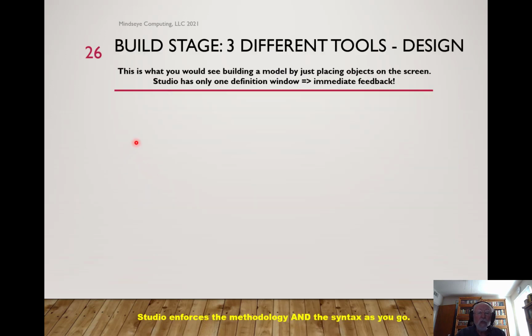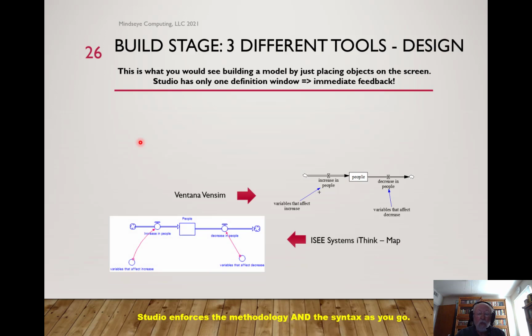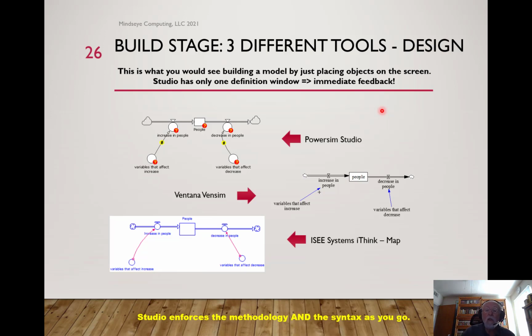Okay, if you start building a model in Studio, in Vensim, and put objects on the screen, this is what you'll see. That's typically what you would see in I think. This is what you see in Studio. Something is going on. Why is Studio giving me all these messages? That's just the way it works. That's why I call this feedback rich. It lets you know how well you're modeling, how well you're enforcing the system dynamics method, how well you're managing the syntax of the software.